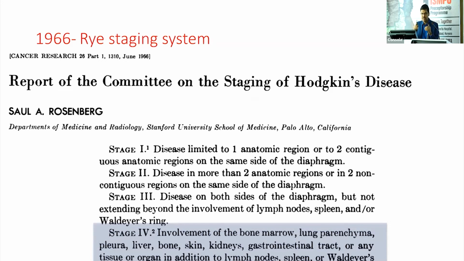So stage 1, 2, 3 is nodal, one side, two sides of the diaphragm, almost identical to what we do today. Stage 4 is any extranodal site, whether contiguous or non-contiguous, taken as stage 4 disease. It is almost taken from what we do for solid tumor. Breast cancer went to bone, stage 4 straight away, even if there is a single lesion. So almost on similar lines. This classification, the Rye classification, was there, but the structure, the model of this staging system, is still persisting.